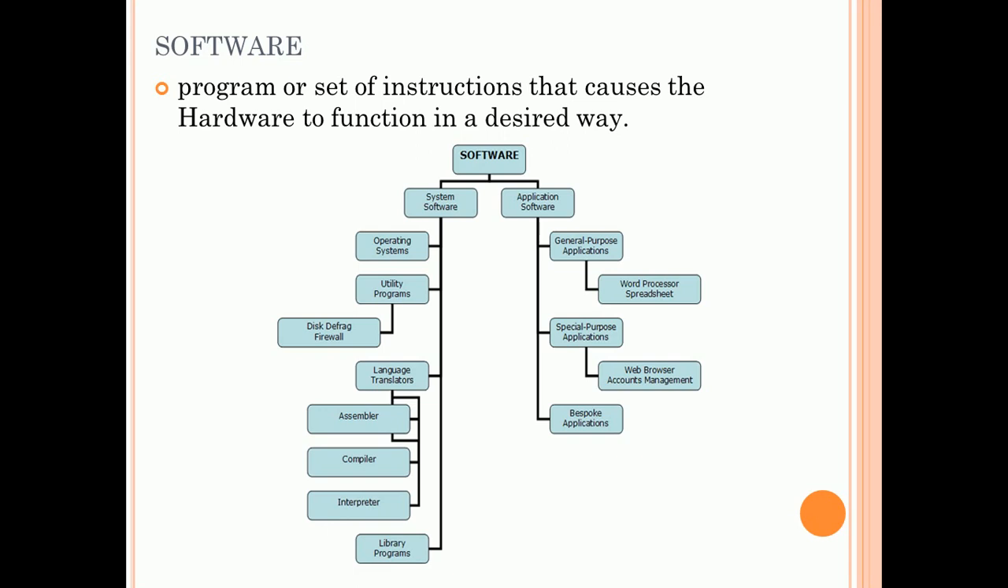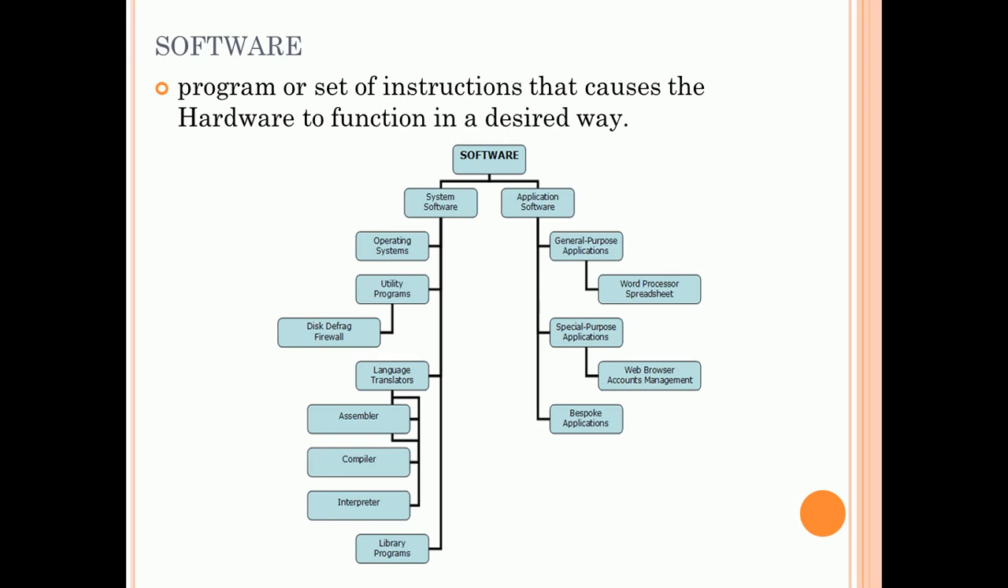So there are two categories. One is system software and another is application software. System software includes all the different operating systems, and application software involves the normal applications we use in our day-to-day life, like Microsoft Office, Paint, Notepad, Textpad, all these applications, general purpose applications and special softwares are included in application software.